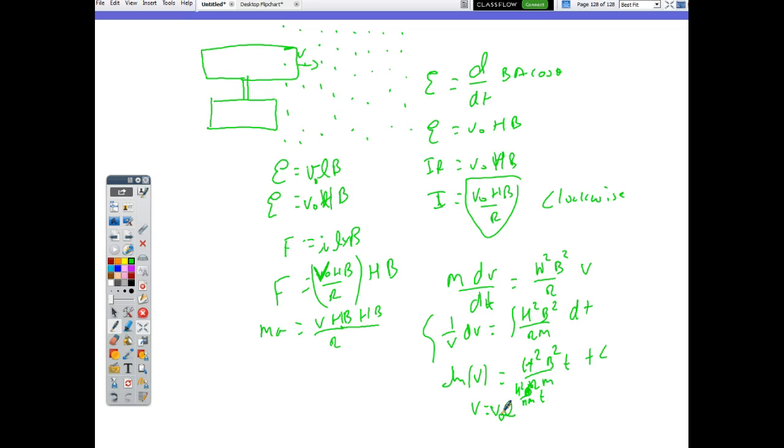And then I've got one more thing as a physicist we need to look at. And that is I got H squared B squared over RMT. Now this would imply as time goes on, this thing's going to go faster.